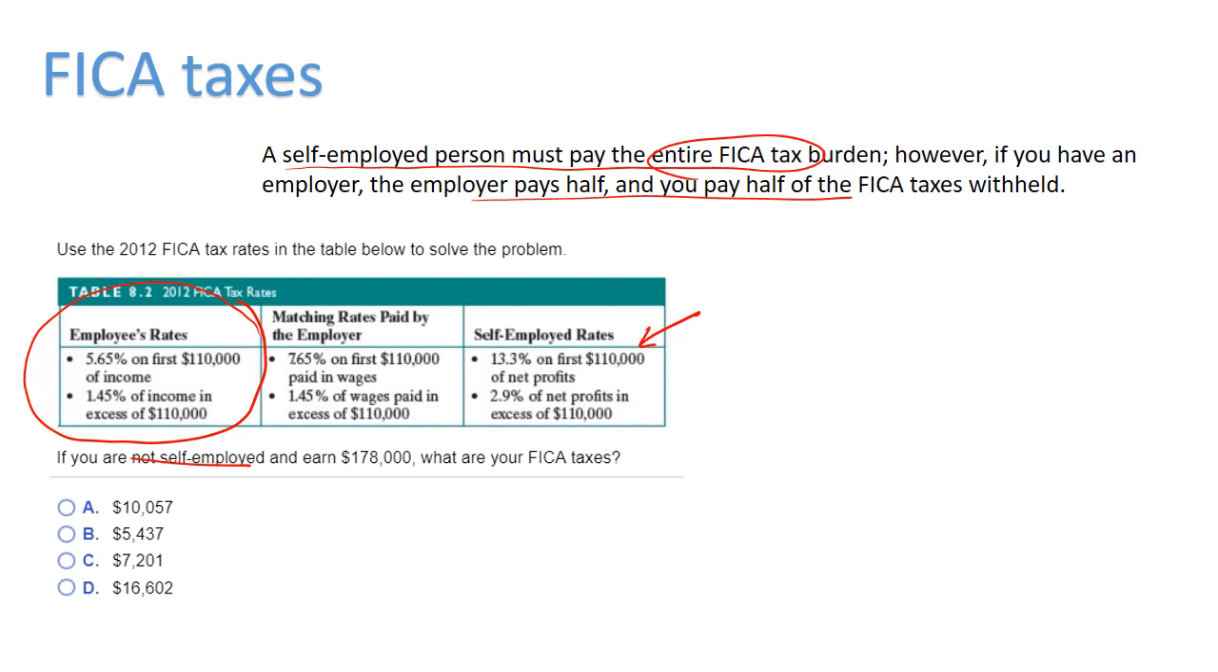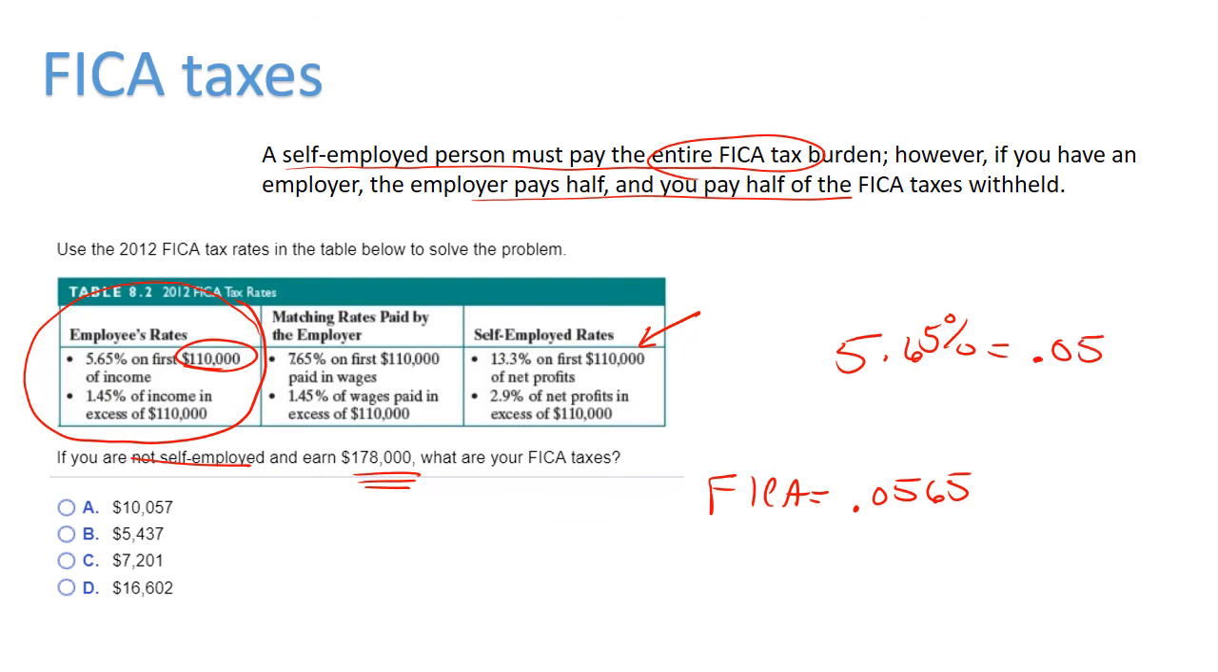Now we are earning $178,000. Notice you pay 5.65% on the first $110,000. So our FICA taxes would be 0.0565. Remember, 5.65% is equal to the decimal 0.0565. Just move that decimal over 2 places. And we would multiply that times 110,000. That's the upper limit on that first range.